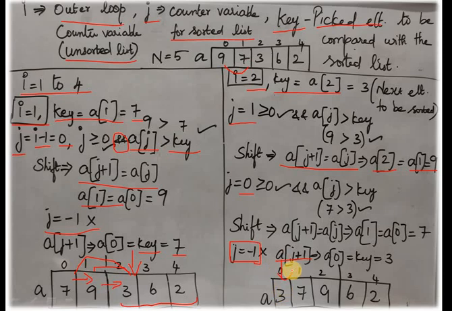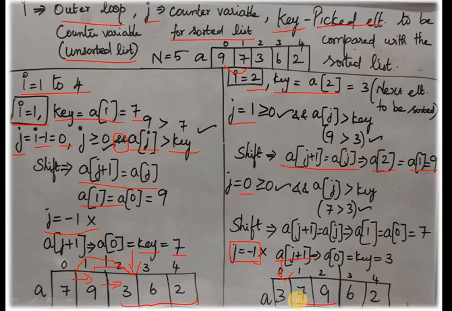3 is inserted in that position, and the next elements already present in the sorted list are shifted. 7 and 9 are shifted, and the new element is inserted in the position. Now in the sorted list we have 3 elements: 3, 7 and 9. Likewise the other passes will go on.